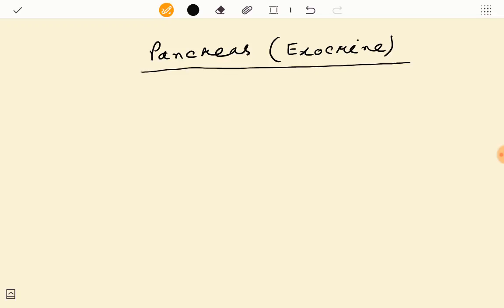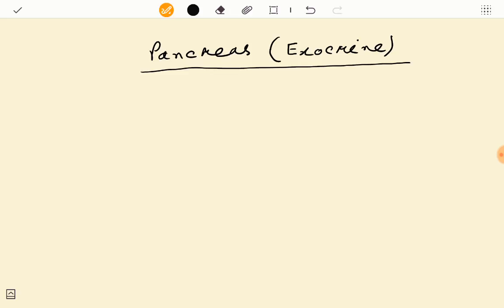Today we'll talk about pancreas exocrine. The first thing I mentioned is exocrine. What do I mean by exocrine? Because we should remember that the pancreas has two functions. Whenever we say the name pancreas, that's the first thing that comes to our mind.